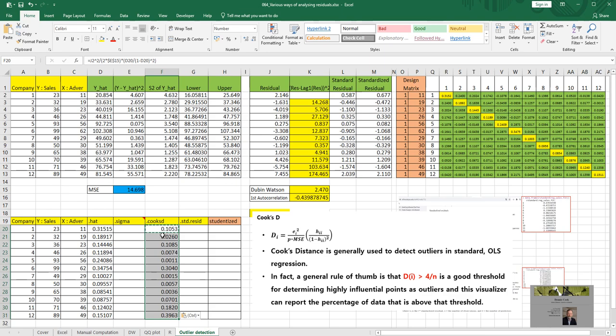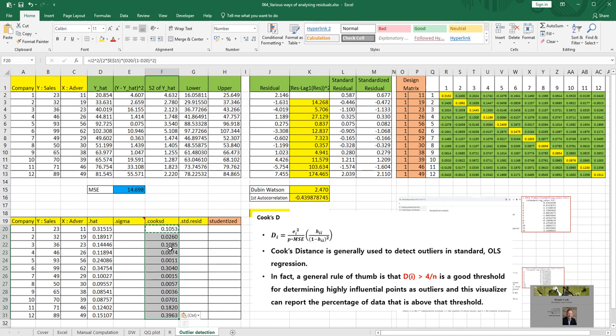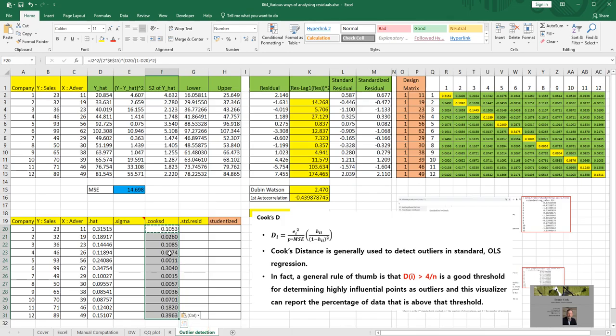So 0.105, yeah, 170. So this is Cook's distance, Cook's D, right? Cook's D is generally used to detect outliers in standard linear regression. Right. And let's calculate the standardized residual here, right?